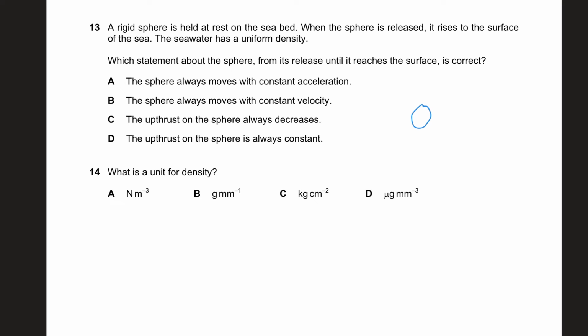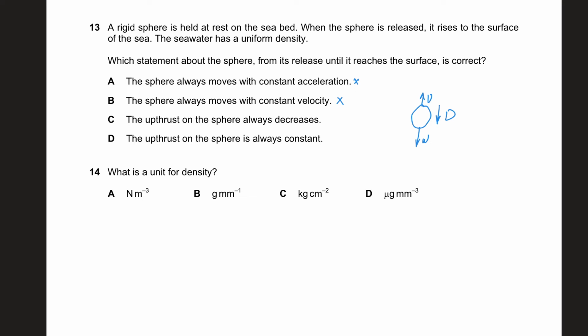For the sphere, the forces that act on it are the weight of the sphere, the upthrust, U, and there will be a frictional force or drag force in the opposite direction to its motion. So that acts downwards. But the drag force increases as the speed increases. Hence, that would change the net force and the acceleration. So this is incorrect. The sphere always moves with a constant velocity? No. The sphere may reach some terminal velocity, when the net force balances out, when the upward force is equal to the downward force, but not always with constant velocity.